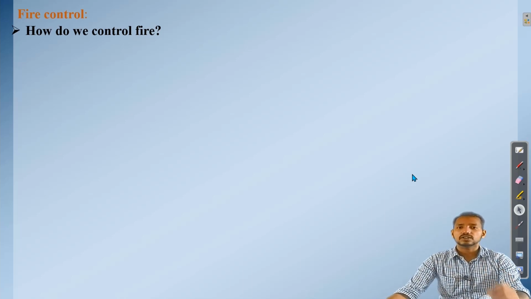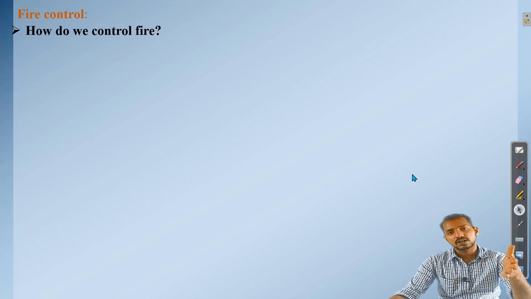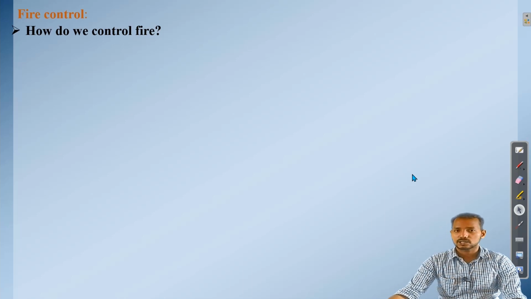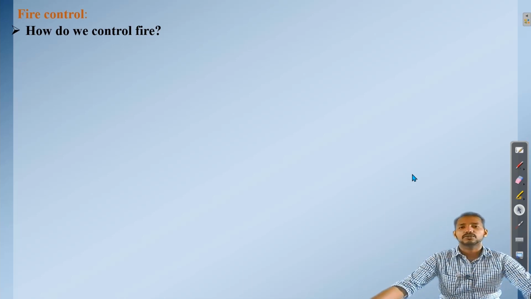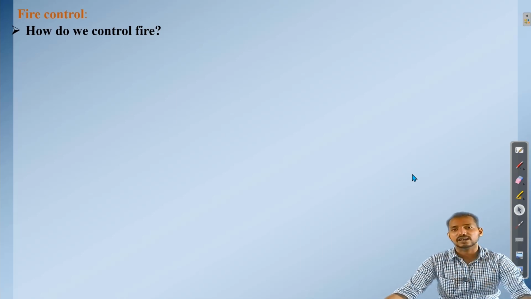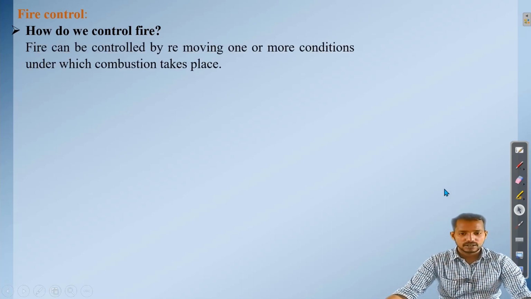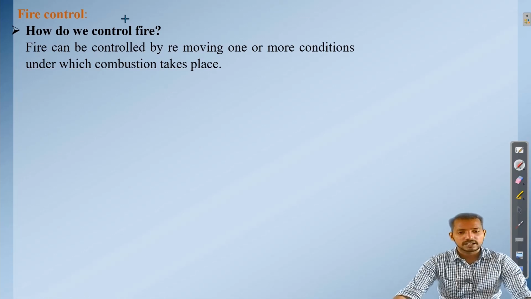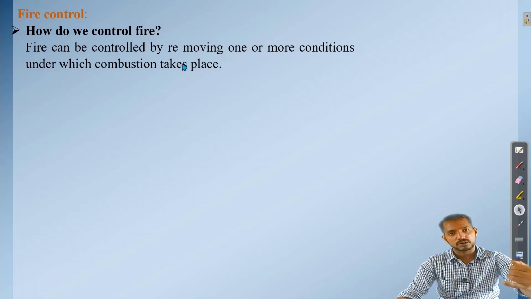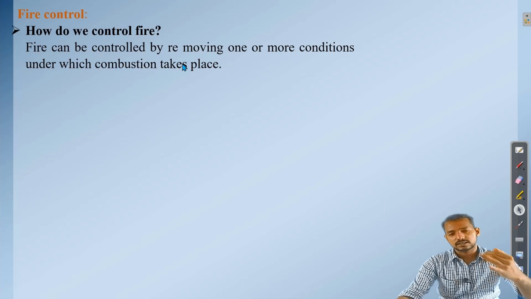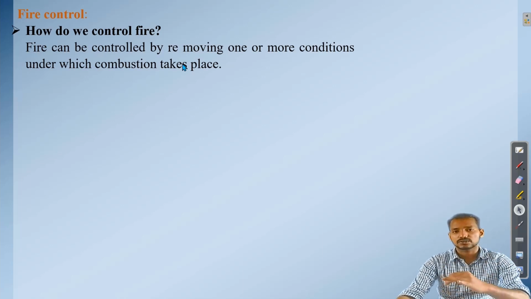So we need to eliminate the other two conditions. The first one is to reduce the temperature. That means we need to bring the substance below its ignition temperature, and the second thing we can do is blocking the supply of oxygen. So this is the way we can control the fire. Clear? So fire can be controlled by removing one or more conditions under which combustion takes place. What conditions can we remove? Supply of oxygen and bringing the temperature of the substance below its ignition temperature.